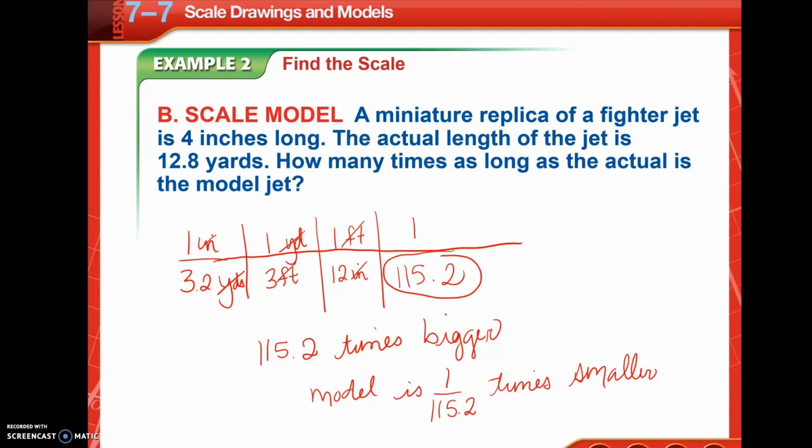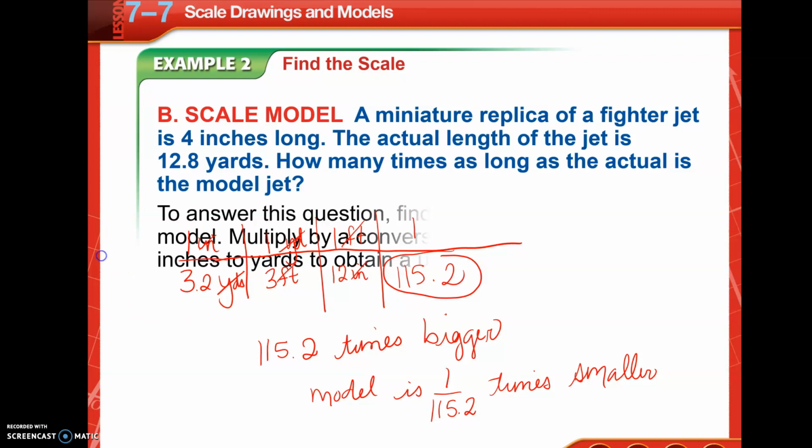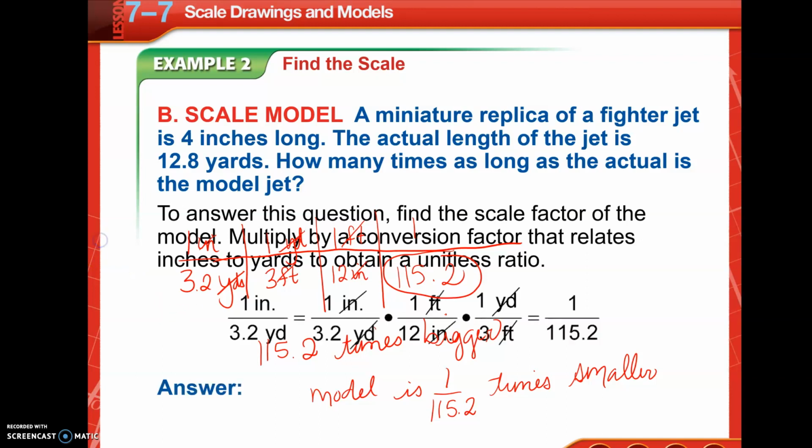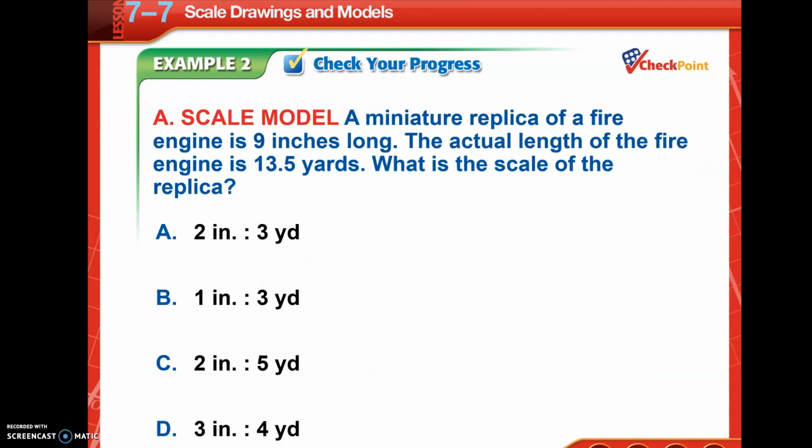All right, so again, I would stop the video and try the next two problems. So this one, a miniature replica of a fire engine, is 9 inches long. The actual length of the fire engine is 13.5 yards. This one I do want to kind of talk about because we would do 9 inches over 13.5. We want to figure out how many inches per yard. So we're going to divide top and bottom by 9, which equals 1 inch per 1.5 yards.